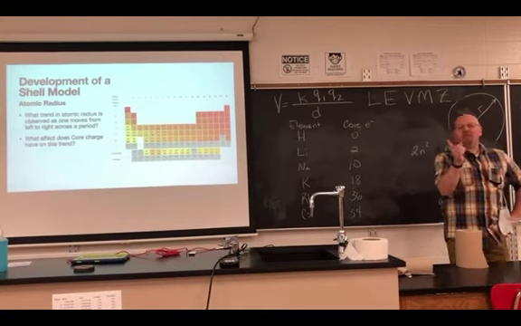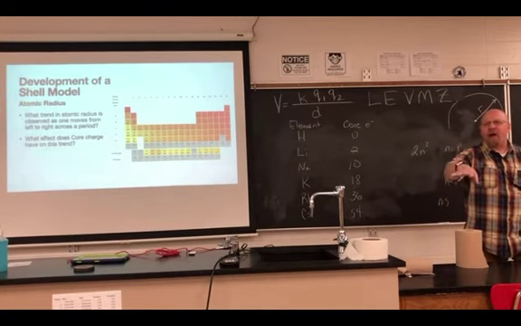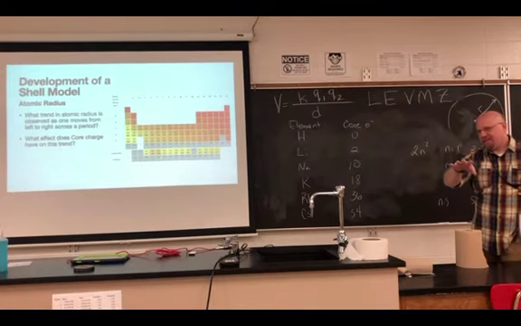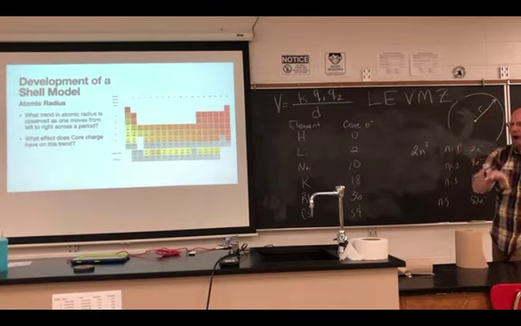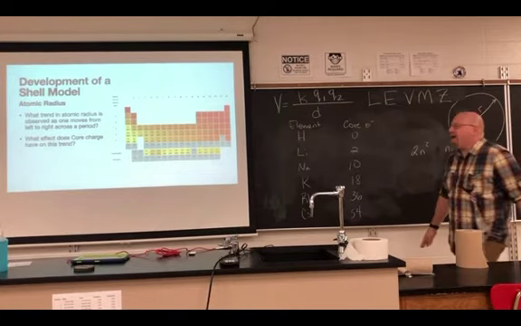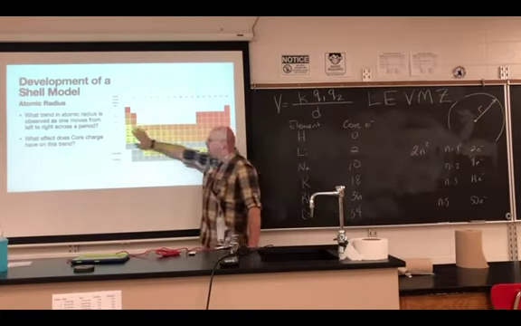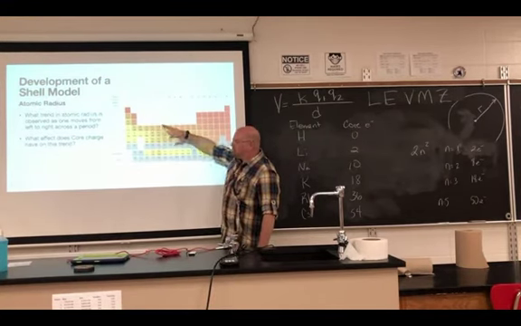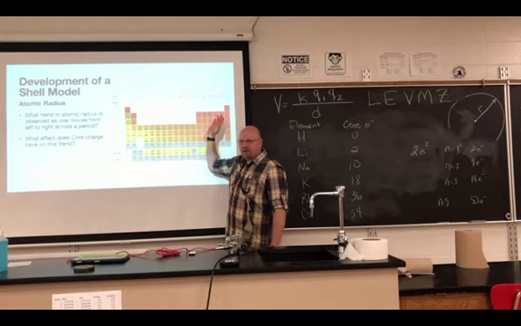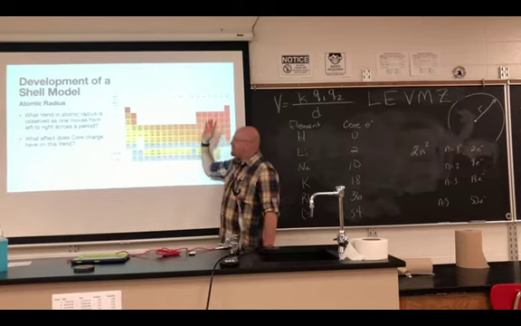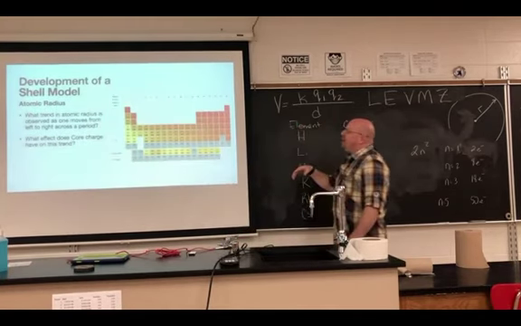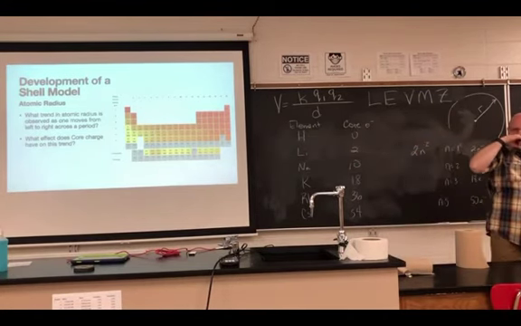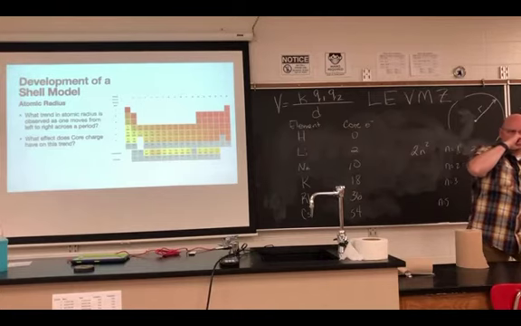Everything you said is right. Nothing that you said is wrong. But it doesn't necessarily tell me the why. You're right. As we go from left to right, except for these elements right here, we're going to be adding another electron to the valence shell. And they get smaller. We can see that from the numbers. But why?